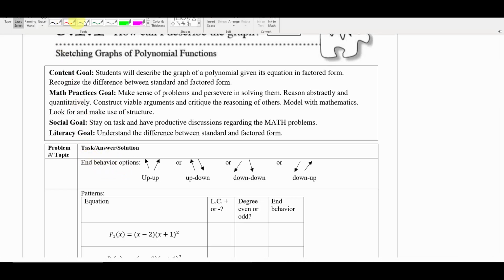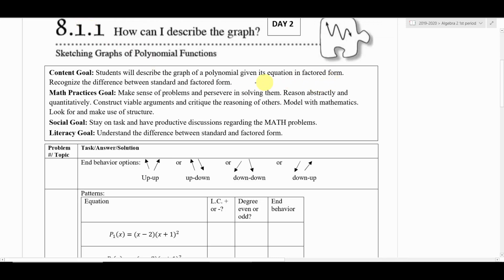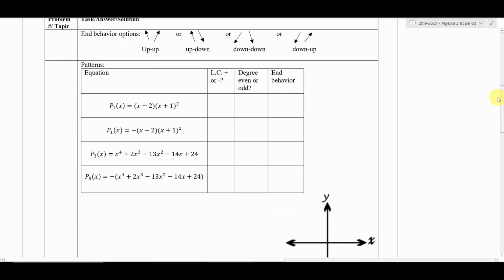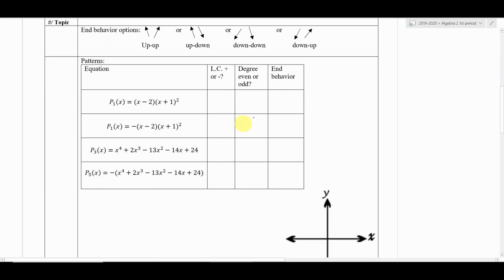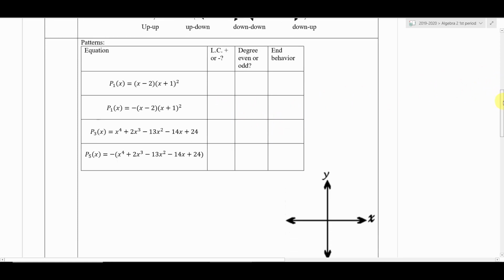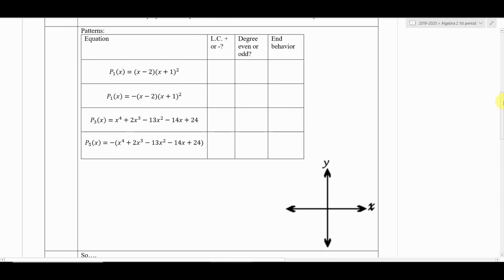Okay, so let's go ahead and get started on a problem and see what we're dealing with. Before we talk about end behavior, we're just going to do some of the stuff that we've been doing already, and I'll demonstrate where the end behavior plays into this. Okay, so let's take a look at this first polynomial.